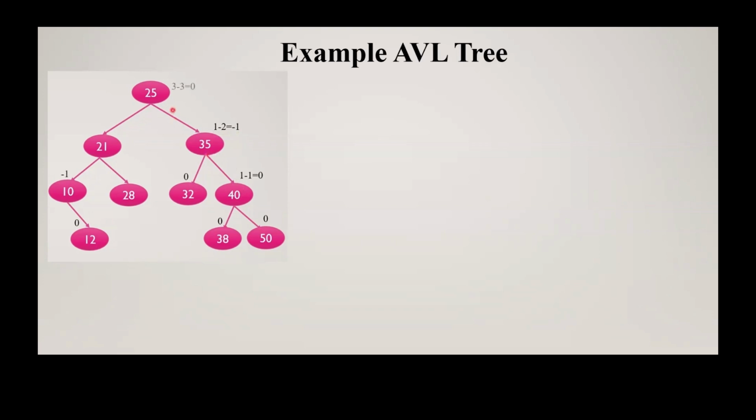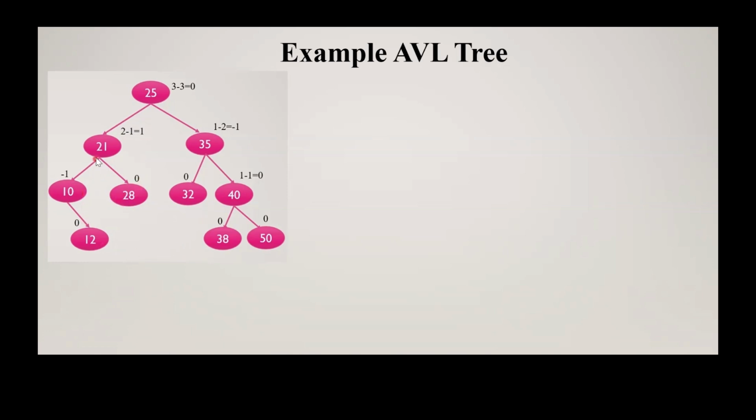Next, this is the root node. Left subtree is 3 edges: 1, 2, 3. Then the right subtree is also 1, 2, 3. So 3 minus 3 is 0. Next, 21. Left subtree is 1, 2, so 2. Right subtree is only 1 edge. So 2 minus 1 is 1. Then 28.